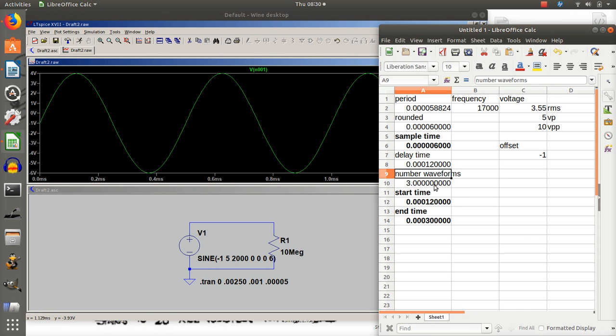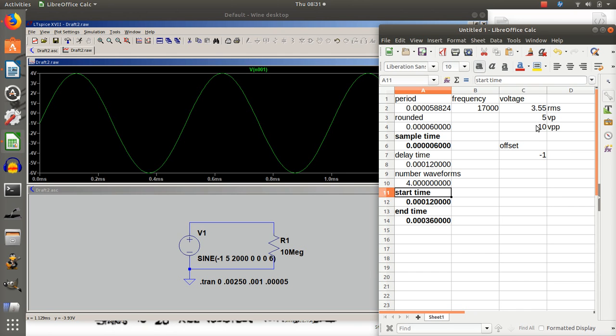Okay. Still want 3 waveforms. Let's change that. Let's say I want to look at 4 waveforms. Just so we can make sure we check everything, because you got to check everything when you start it. My start time is the same as my delay time, and my end time will be 4 waveforms at this, which is 0.00024. Add them together, my end time is automatic.